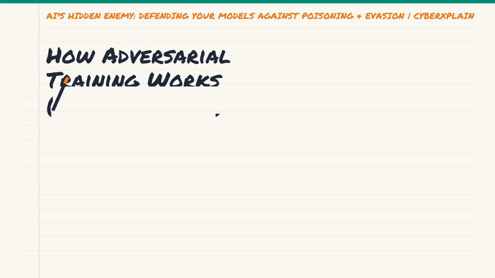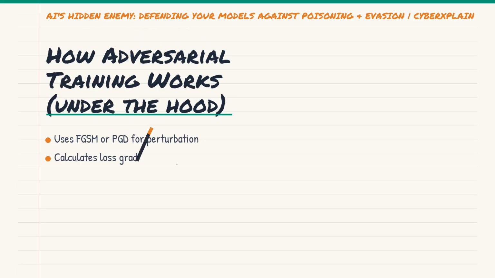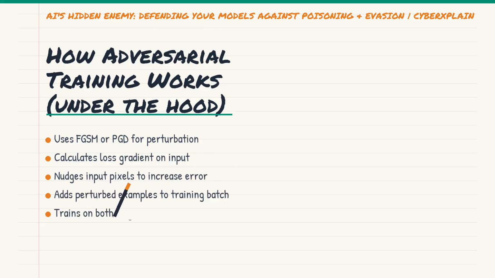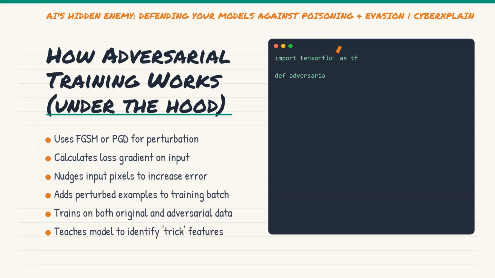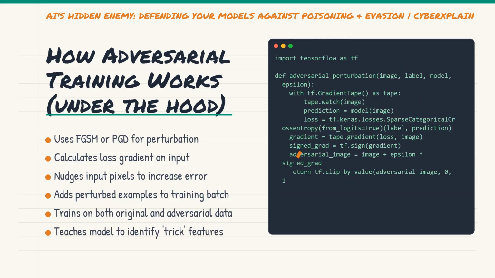Technically, adversarial training often involves generating adversarial perturbations using techniques like FGSM, Fast Gradient Sign Method, or PGD, Projected Gradient Descent. During each training step, we calculate the gradient of the loss function with respect to the input data. This gradient tells us which direction to nudge the input pixels to maximally increase the error. We then create a perturbed version of the input, add it to our training batch, and train the model on both the original and the perturbed examples. It's like teaching the model to see the subtle trick features and not be fooled by them.